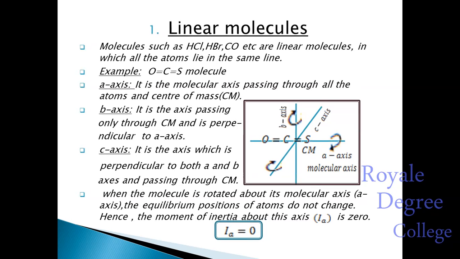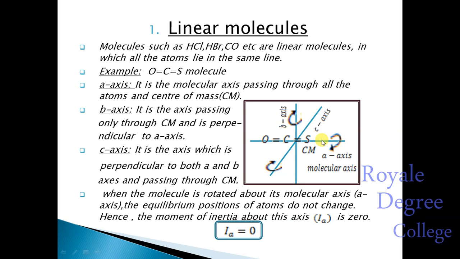First of all, we'll study about linear molecules. Molecules such as HCl, HBr, CO, etc. are linear molecules in which all the atoms lie in the same line. Example, here you can see the example O=C=S molecule. Here you can see the figure, first of all the A axis. It is the molecular axis passing through all the atoms and center of mass.